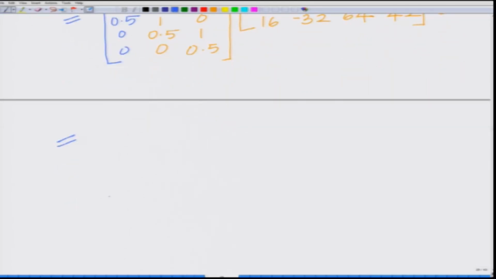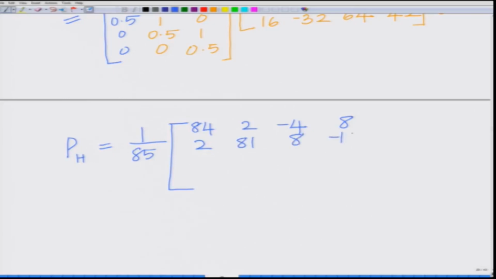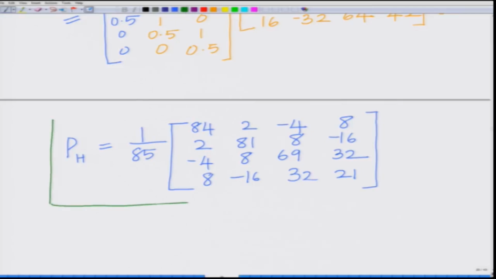Now when I simplify this by multiplying it out, you get PH, the projection matrix of H transpose, that is, your matrix PH is equal to 1 over 85 times 84, 2 minus 4, 8, 2, 81, 8, minus 16, minus 4, 8, 69, 32, 8 minus 16, 32, 21, and so this basically gives your projection matrix of H transpose.